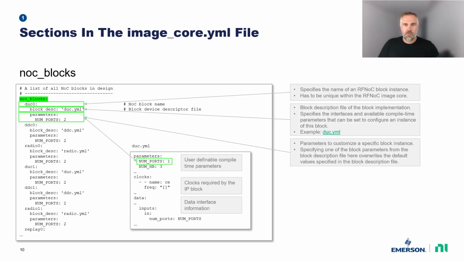Compile time parameters for that block can be modified in the parameters section. In this example, we instantiate a 2-port DUC, whereas the default value would be a single-port DUC.